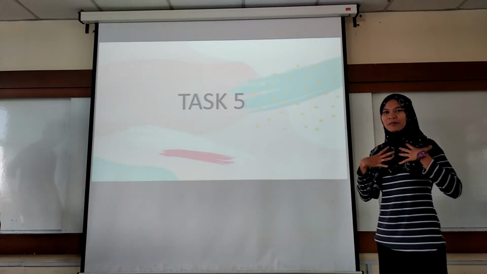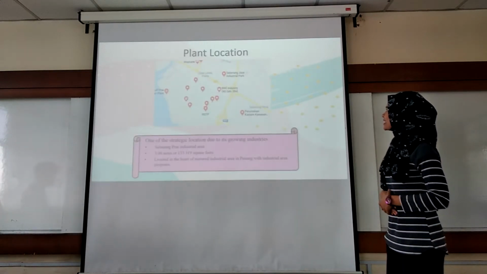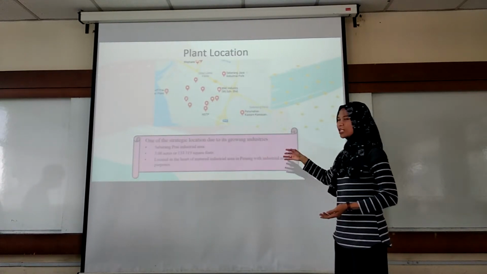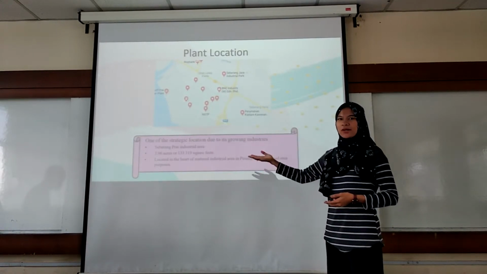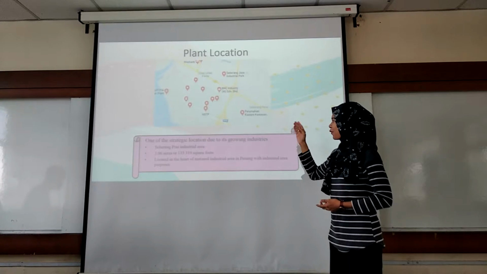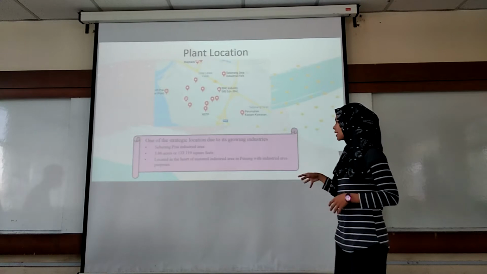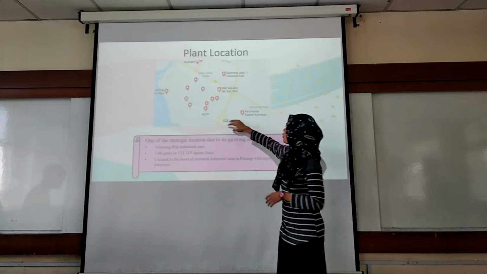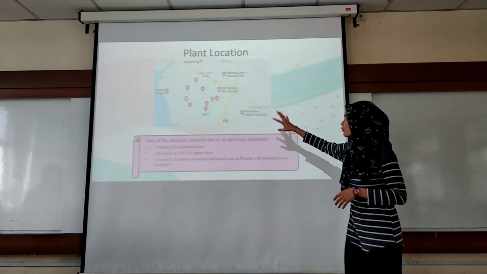Hi, for my part, I will present about Task 5. So this is our planned location, which is one of the strategic locations due to its growing industries, at the Seberang Perai Industrial Area with 3.06 acres or 133,319 square feet. It is located in the heart of Mechit Industrial Area in Penang for industrial purposes. As you can see, this is the industrial area and it has a lot of factories around our factory.